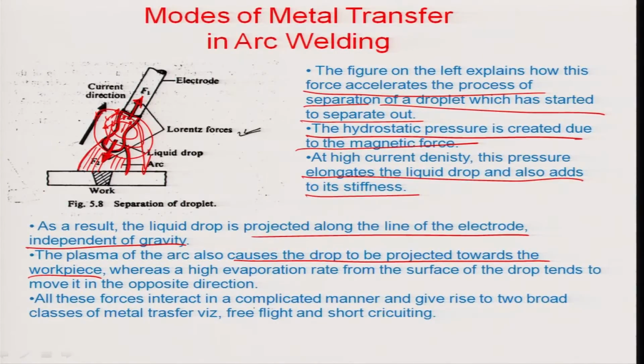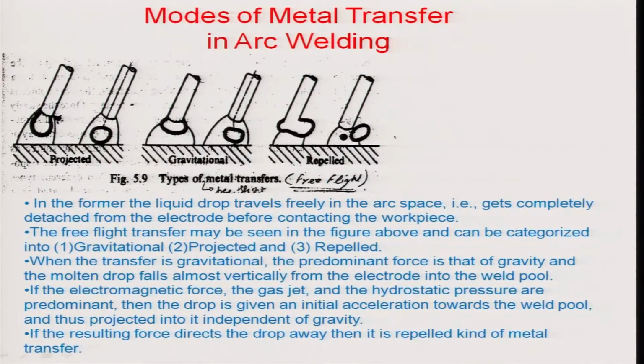So, all these forces interact in a very complex manner and give rise to two broad classes of metal transfers, and we would like to call these either a free flight condition or a short circuiting condition. And as the name implies, it is obvious that in a free flight condition the droplet is now separated from the electrode, as you can see here. Okay. And there are various cases of this droplet separation. One is the projected case, another is the gravitational case, third is the repelled case, and I am going to describe these independently. Okay.